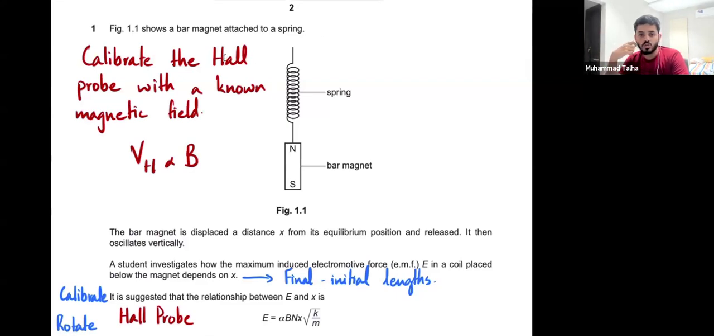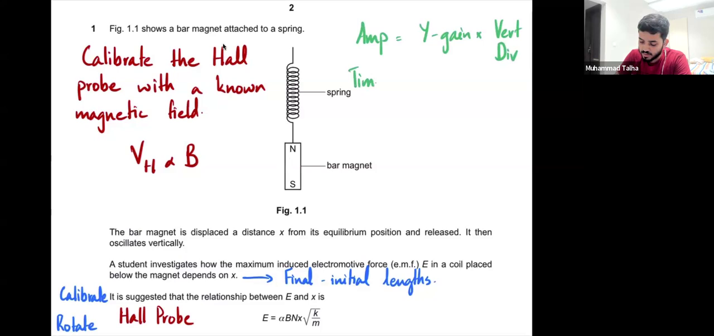Can you explain the oscilloscope, as in the Y gain? Sure. With the oscilloscope, there are just these two formulas that you really need to know. The amplitude is the Y gain times vertical divisions, and the time period is the time base times horizontal divisions. The examiner just needs to see this in the cases where you do have to write about an oscilloscope.